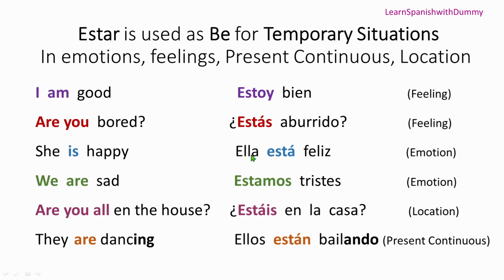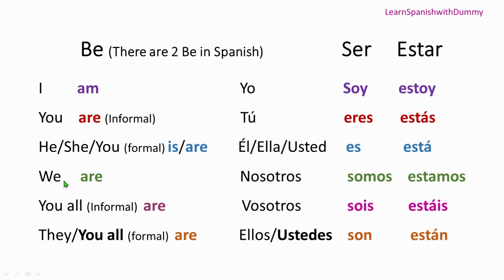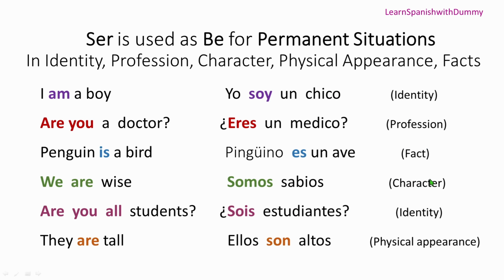Ella está feliz. We are sad. Again, it's an emotion. Estamos tristes. Estamos is we are, right? And again, we go back here. We are. Nosotros estamos, right? Nosotros estamos since we are.